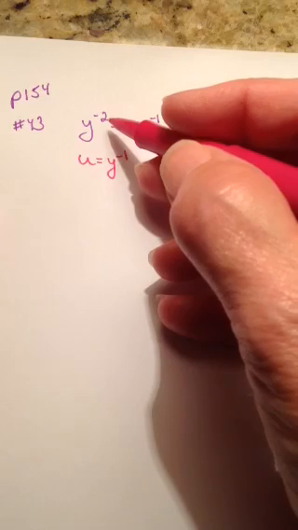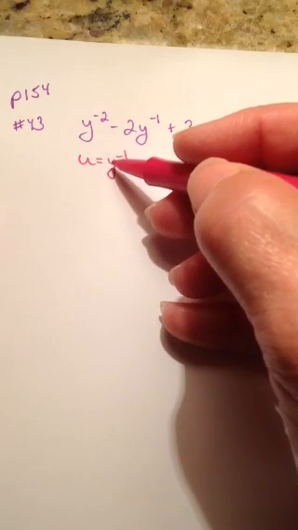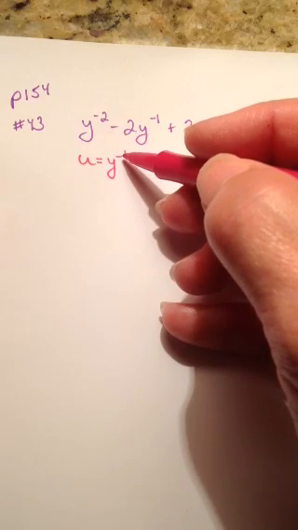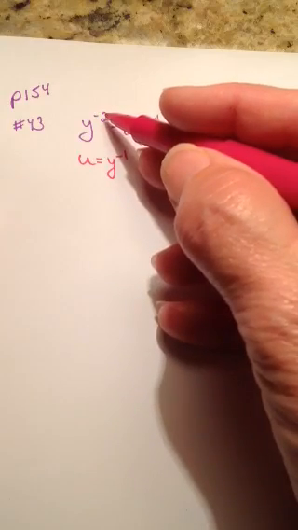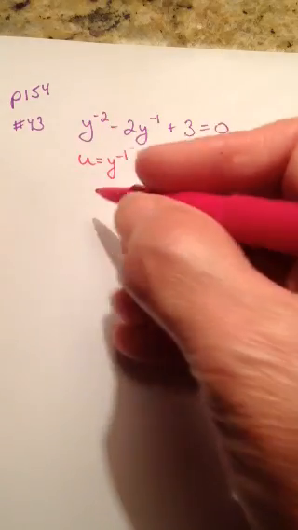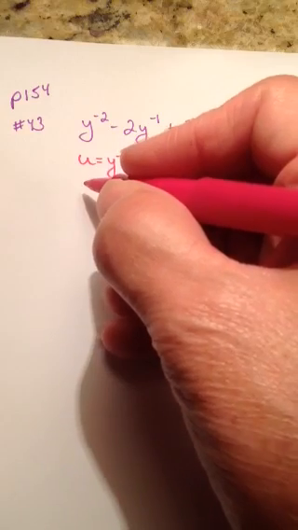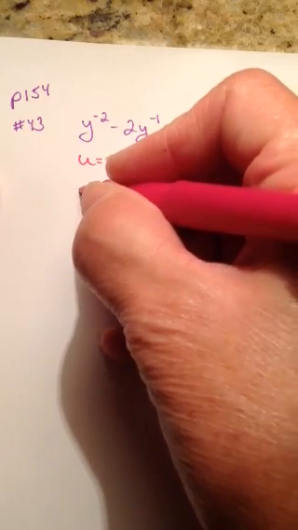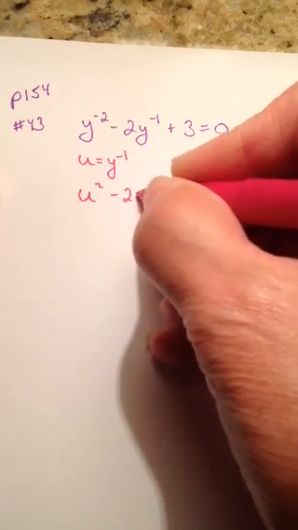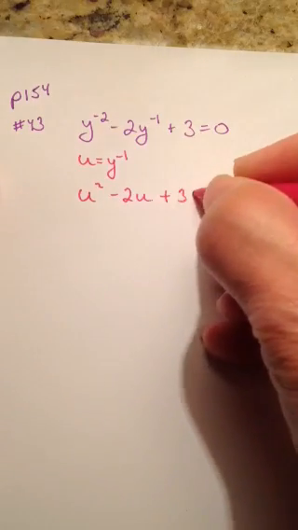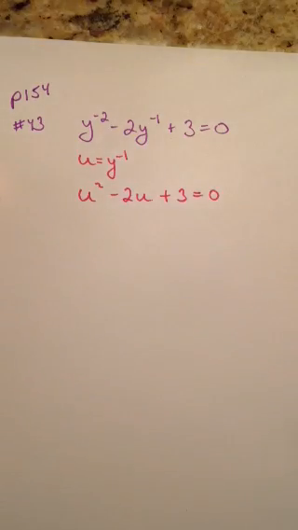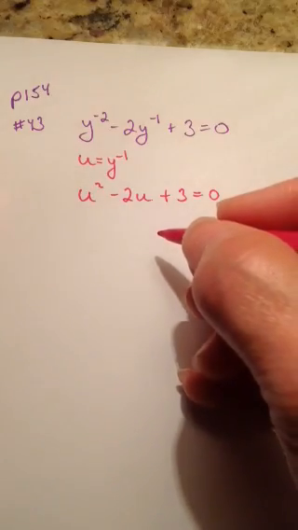So now when I resubstitute, notice that y to the negative 1 squared is going to give me y to the negative 2, because remember you multiply your exponents. So on the outside I'm going to have u squared minus 2u plus 3 equals 0. This does not factor, so I'm left with the quadratic formula.